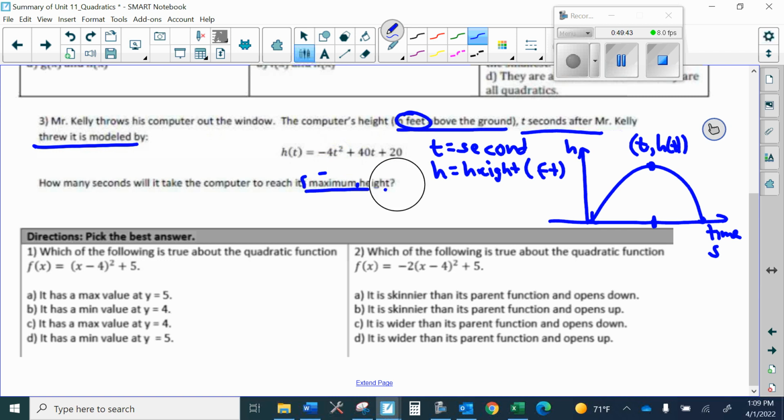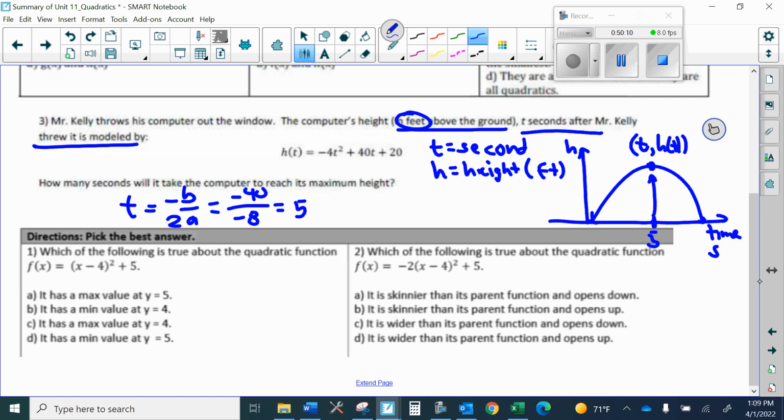Okay, well, how do we get that vertex again? Remember, we do negative b over 2a, that's the x-coordinate. Get that x-coordinate and plug it into, or you can call it the t-coordinate here. T is the x here, using t's instead. So negative b, which is negative 40, over 2a, which is negative 8. Negative 40 divided by negative 8 is 5. So after 5 seconds, it's going to reach its maximum height.